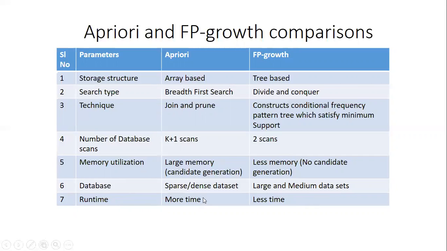Regarding runtime, Apriori takes more runtime because it is an iterative process and the search is done level wise, so it consumes more time compared to the FP growth algorithm. So these are the differences between the Apriori and FP growth algorithms.